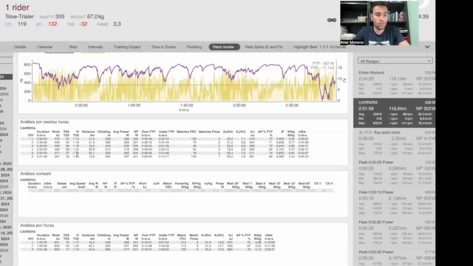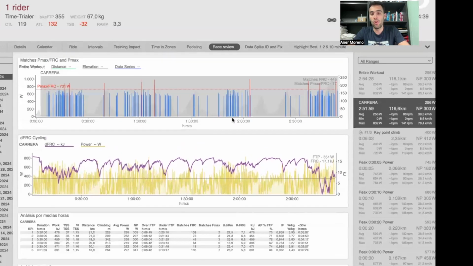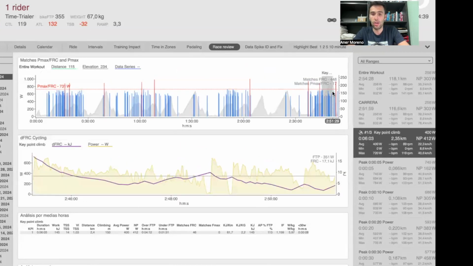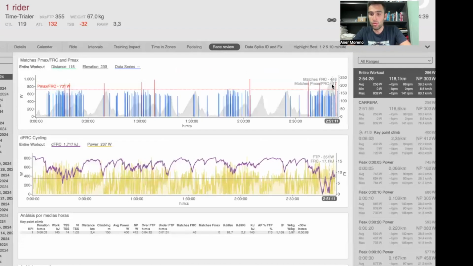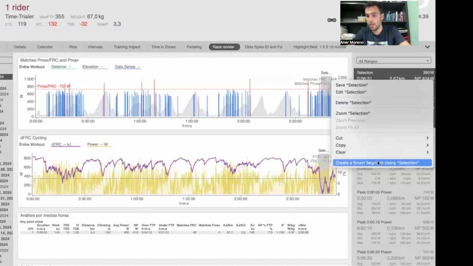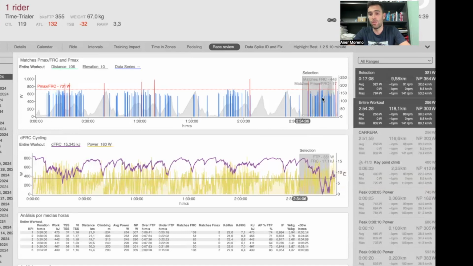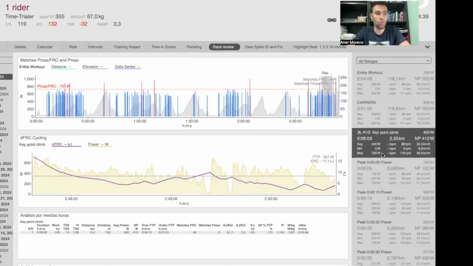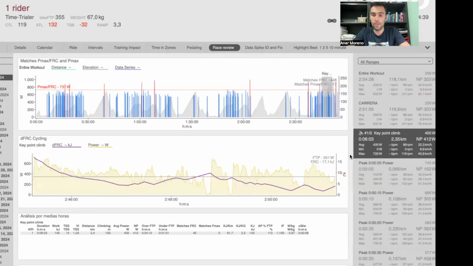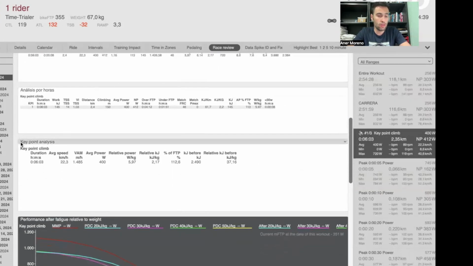Also, an important point of this analysis is to know where the race has been decided. So in this way, I have made here the key point of the race. For doing this, you just have to select the key point of the race, create a smart segment here, and this segment is going to be on all the riders who have been in that race. So in this sense, we have created the segment, key point climb, and I have another chart to analyze the key point of the race.